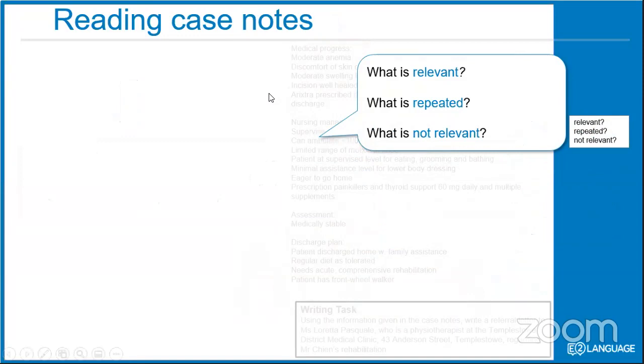Now we're going to look at the case notes together, and we'll spend some time doing that. You're going to organize them into 3 categories. What is relevant, what's repeated but also relevant, and what's not relevant at all. Why do we make a distinction between relevant and repeated? Because it's not necessarily the case that I need to hear more than once that the patient is diabetic. Although it might be relevant, how many times do I need to know that? I may need to know that the patient is a widower, but again, how many times do I need to know that the patient is a widower? So that's what I'm talking about.